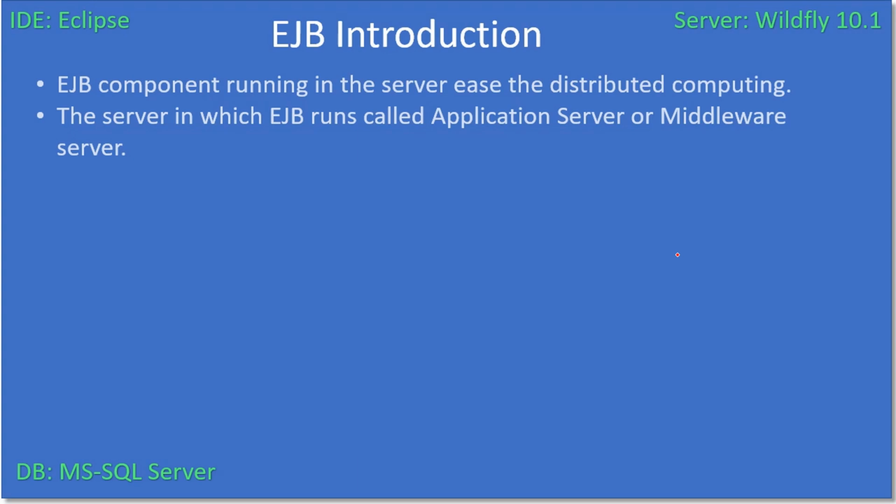So the server in which EJB runs is called an application server. Some people will call this a middleware server also. So that means enterprise Java Beans will be deployed on a server, and that server is called a middleware server.